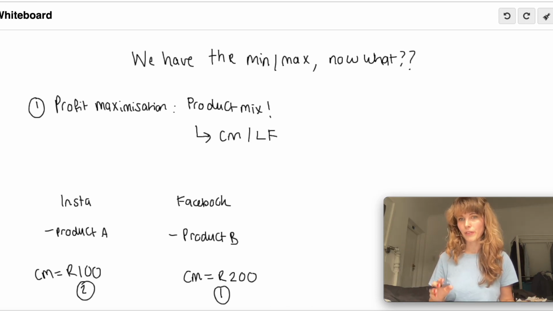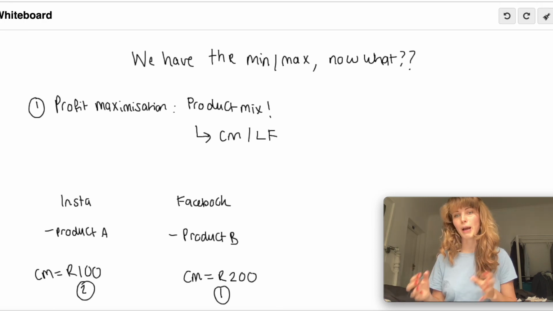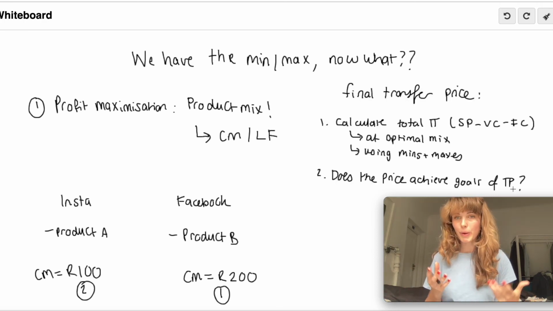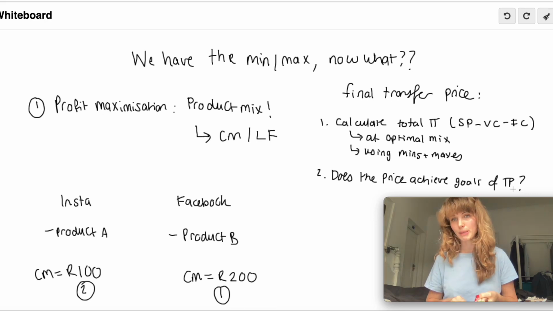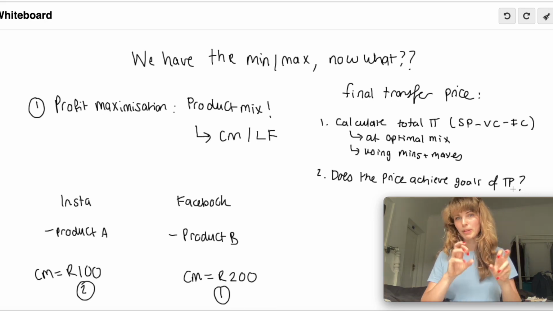So maybe you'd set that price a little bit higher, but still within Facebook's maximum, so they're still happy to pay that amount. So in summary, when calculating this final price, we've calculated our minimum prices, we've calculated our max price. Then what we do is we calculate the total profit of each division of Instagram or Facebook, looking at our optimal mix, because obviously the group wants to sell what is optimal so that they make the most amount of profit. And then we plug in these separate mins and maxes.